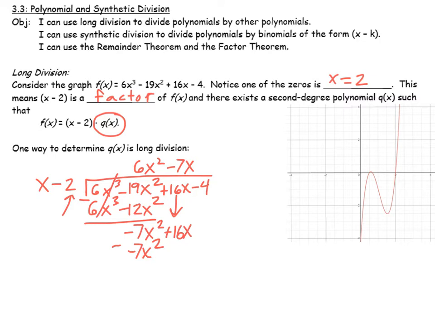Notice how I'm keeping everything lined up. X to the thirds lined up with x to the thirds. X squareds are lined up with x squareds. X to the first and constants. Everything has to stay in its appropriate column. Negative 7x times negative 2 is positive 14. Those cancel. 2x, and I bring down the constant.